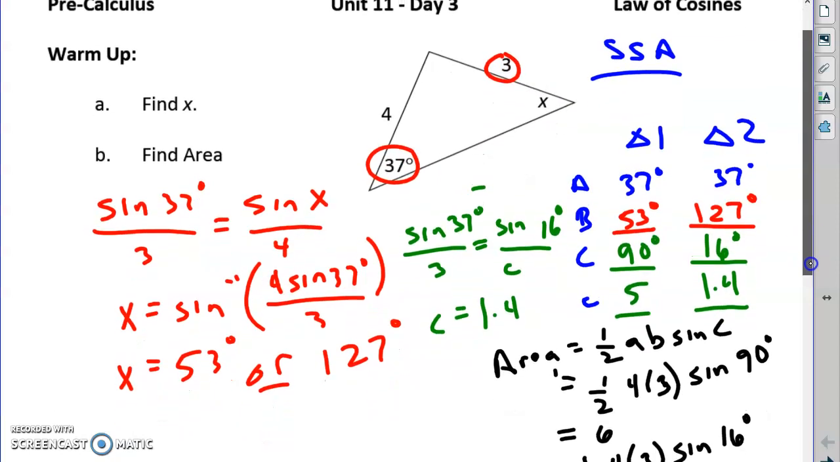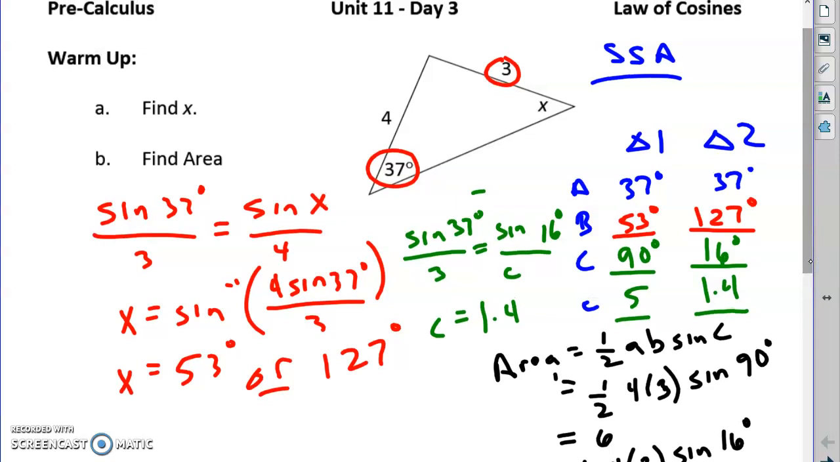I then used the law of sines. Actually, for the first triangle, C being 90, it's a Pythagorean triple. 3, 4, C would be 5. In the other triangle, the green work right here, sine of 37 over 3 equals sine of 16 over c. I found side c to be 1.4.